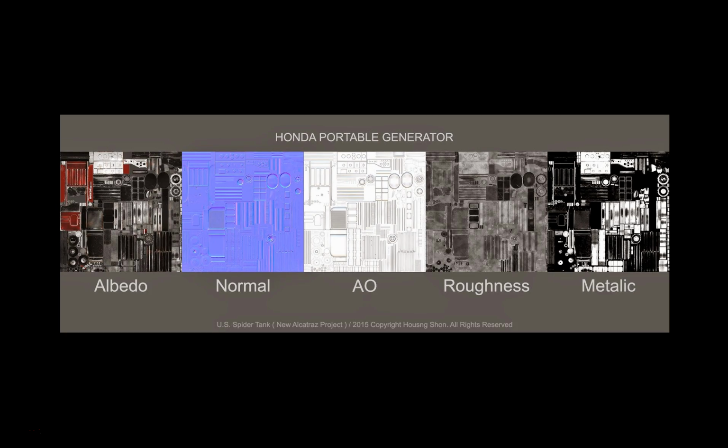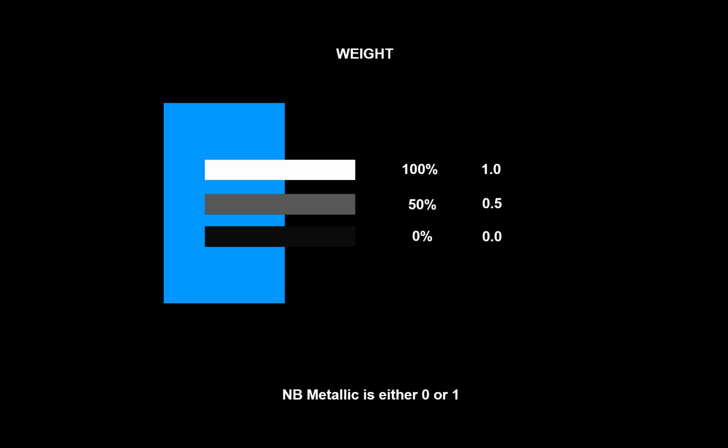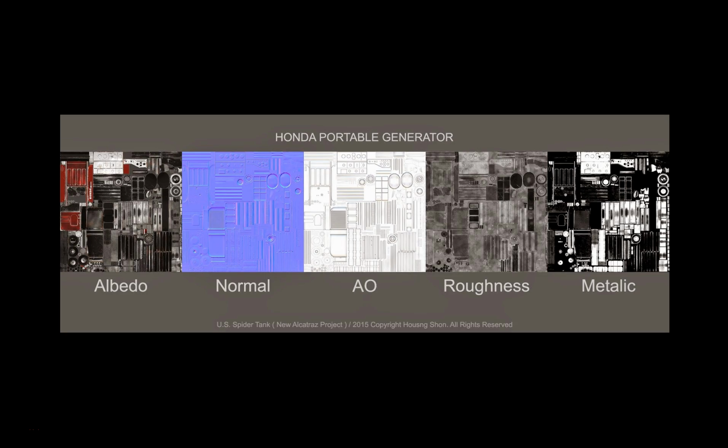So white here, in terms of something like roughness, if something is completely white, that is a completely matte surface. With metallic, it's either 0 or 1. So with that, it's 1. So that section there is going to be quite metallic, as you can see there. It corresponds with the metallic surface there, the control panel. And 0% is just black.